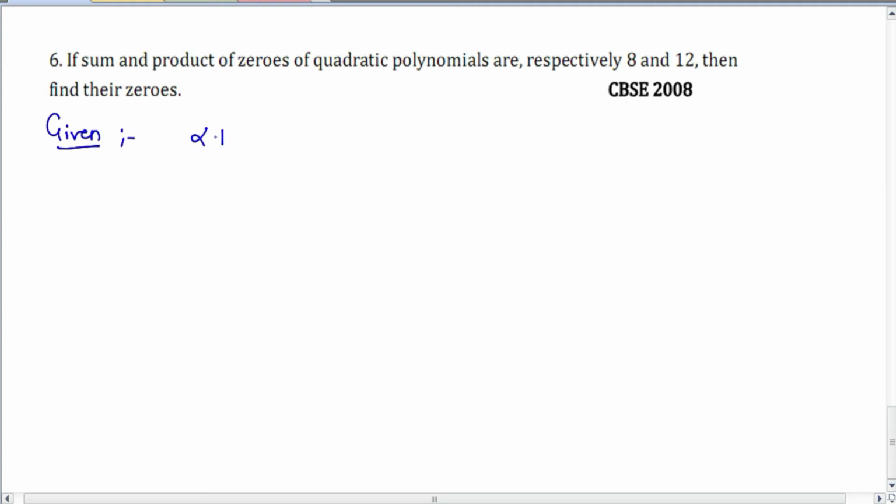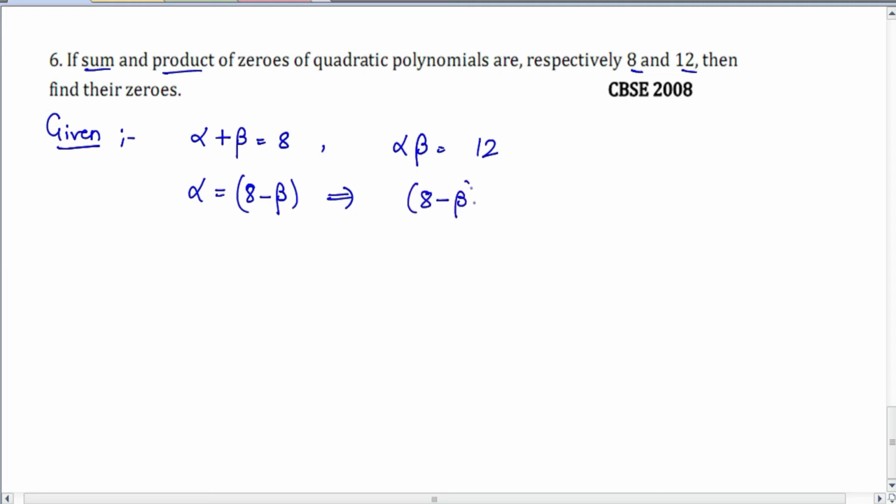Sum is given. It is 8. Okay. Sum is 8. And what is the product? It is 12. Substitute one in the other. Simple. So alpha is equal to 8 minus beta. Substitute this in this one. So in place of alpha, I will write (8 minus beta) into beta equals 12.